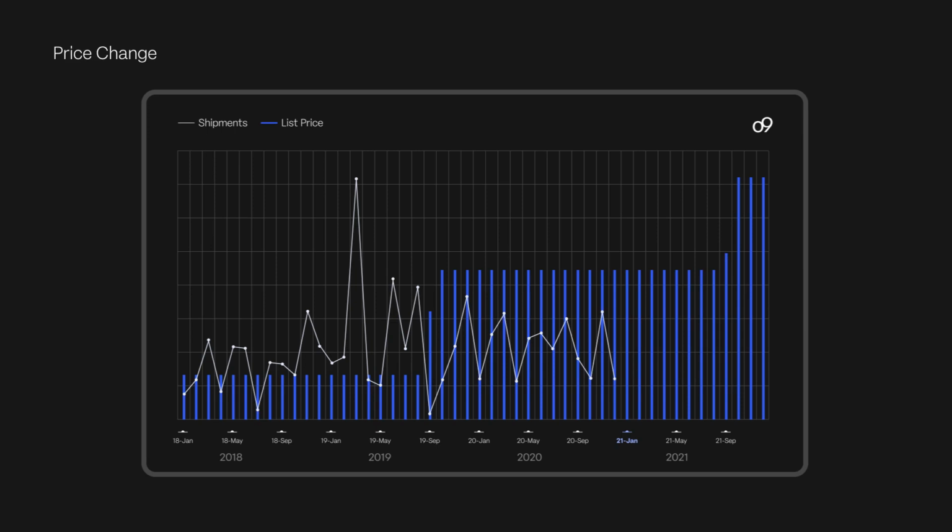The O9 digital brain learns from this feature and uses this relationship to predict a drop in volume for the next price increase planned in 2021. Including historical prices and expected price changes can improve forecast prediction and minimize excess build.